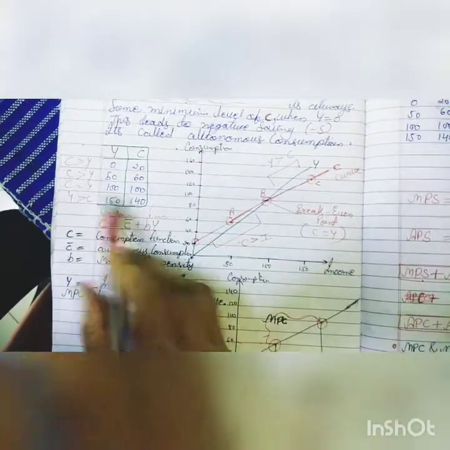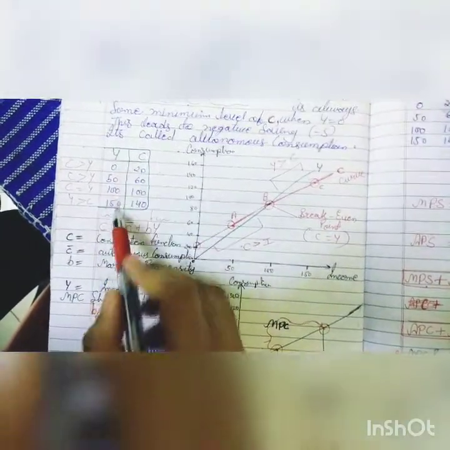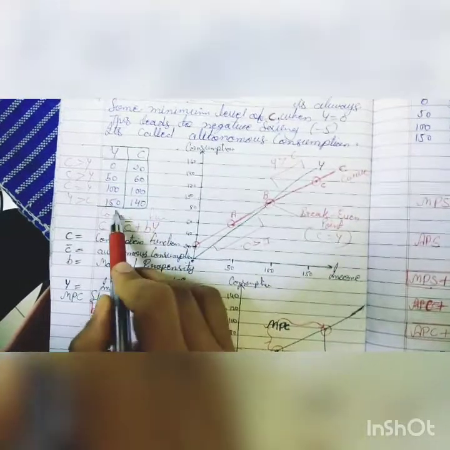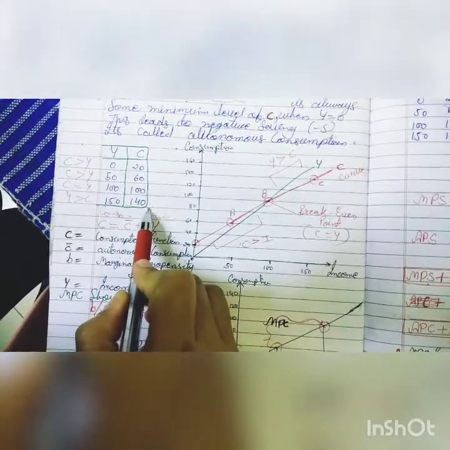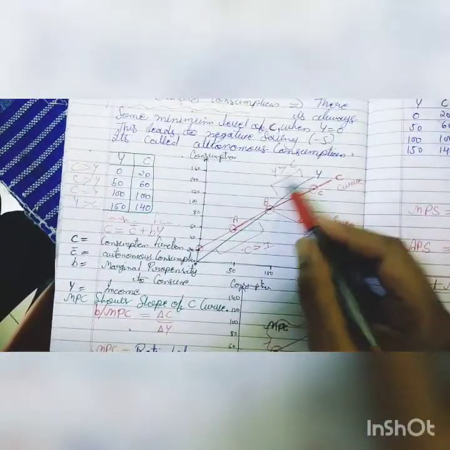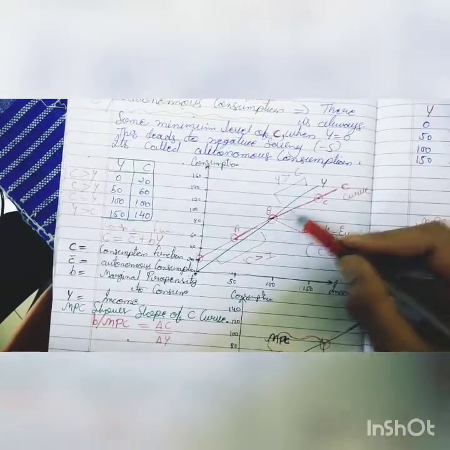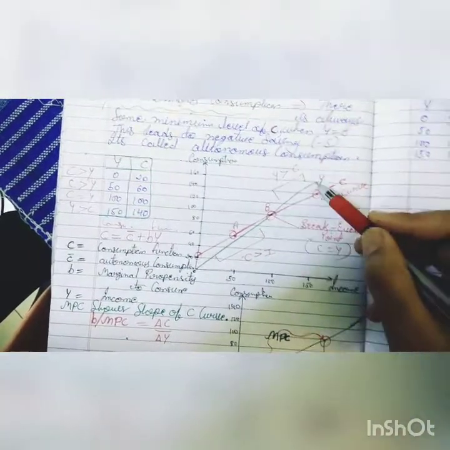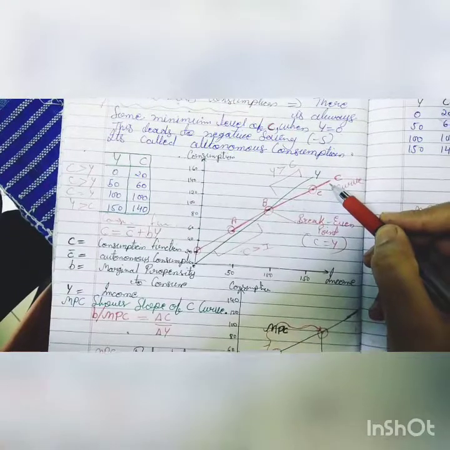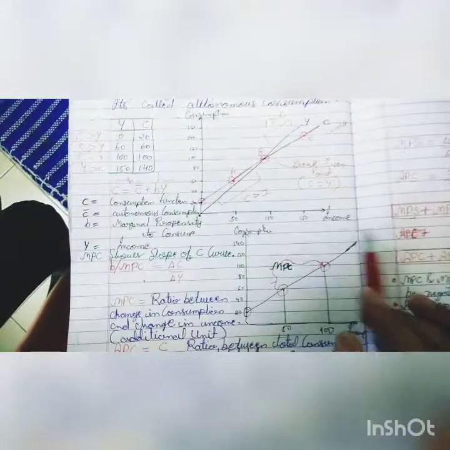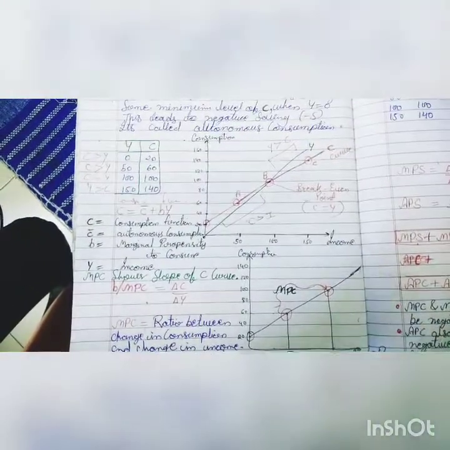So after the break-even point, we can see that the income is more than the consumption. Income value is 150 and consumption value is 140. After the break-even point, the Y curve is also above the consumption curve. Clear? So like this we can draw and explain the consumption function.